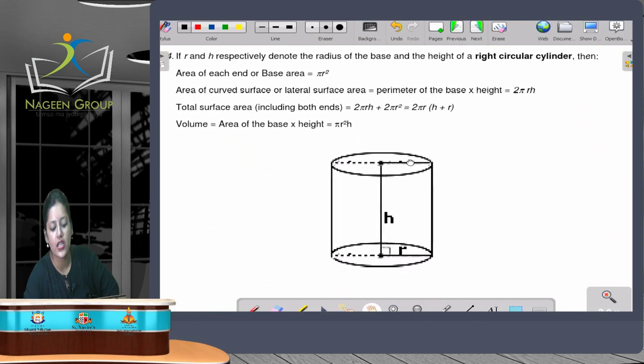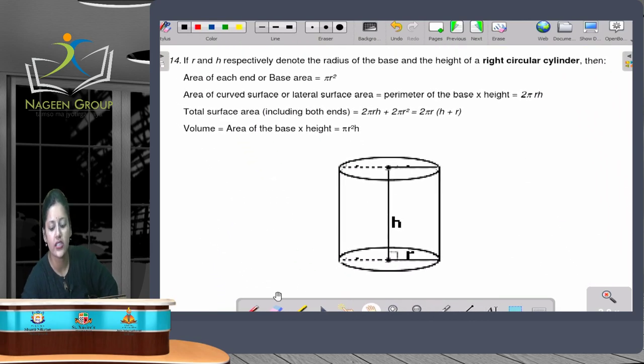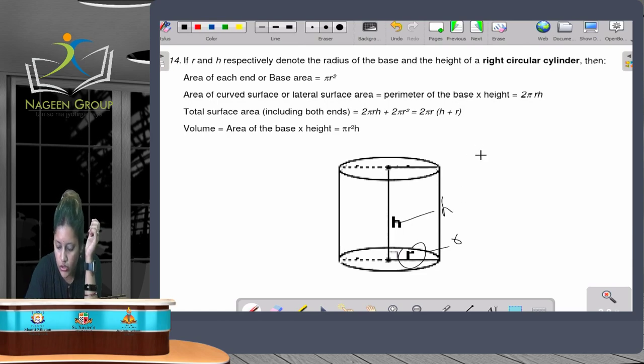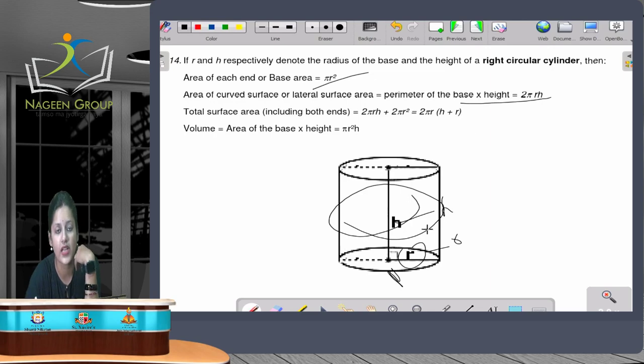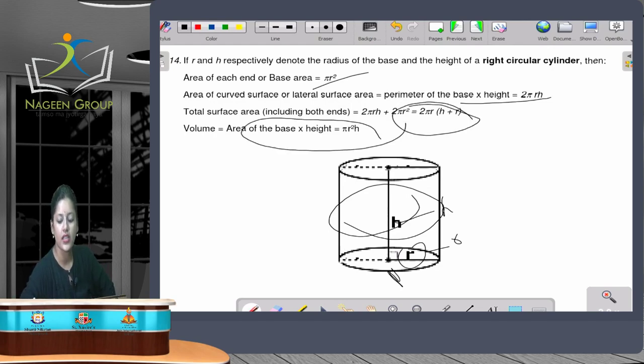The next one: if R and H are respectively the radius of the base and the height of a right circular cylinder, then the area of each base is pi R square. Here R is given, and this is H. The curved surface area, or lateral surface area, is the perimeter of the base into height, 2 pi R H. The total surface area including both ends, top and bottom, is 2 pi R (H plus R), and the volume is pi R square H.